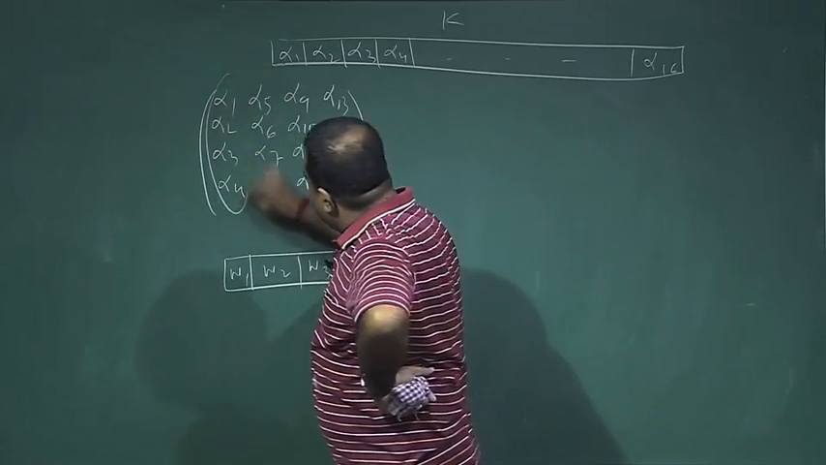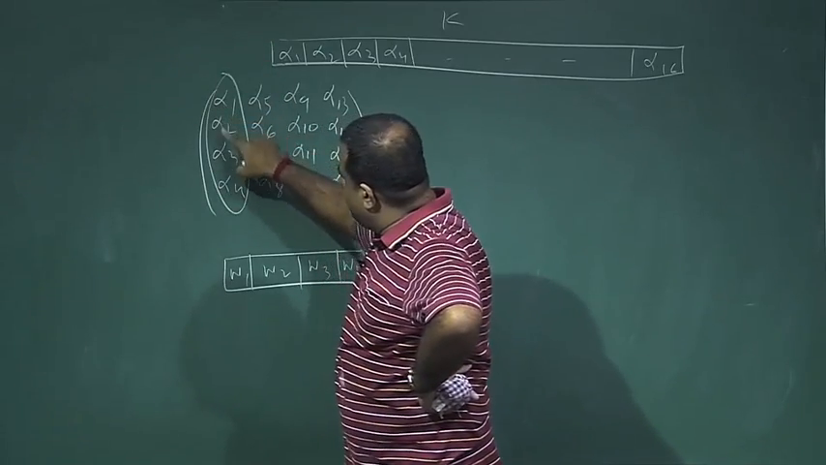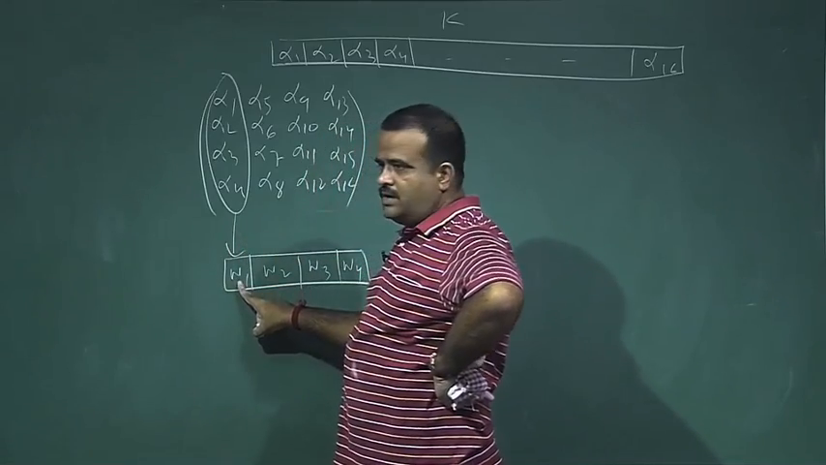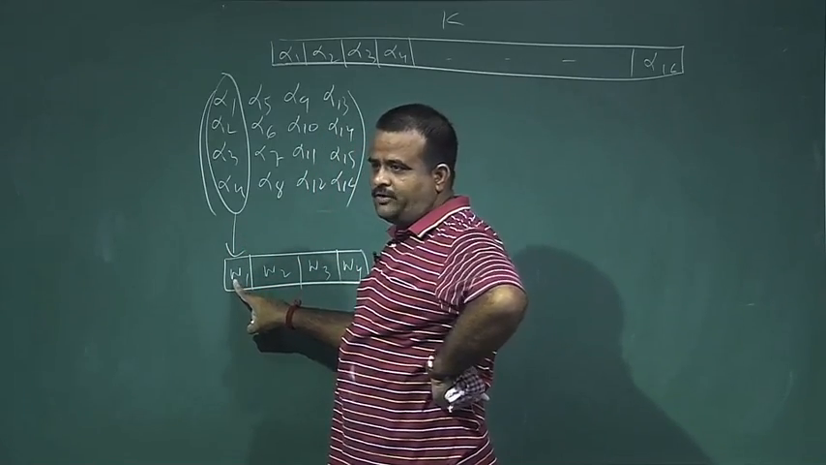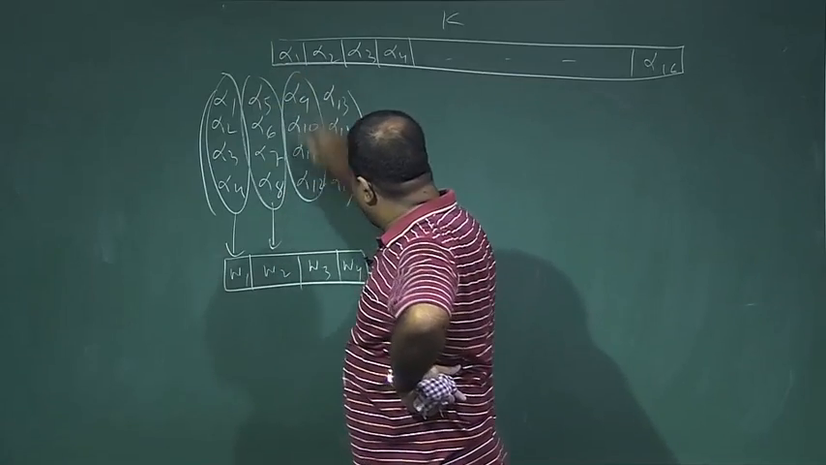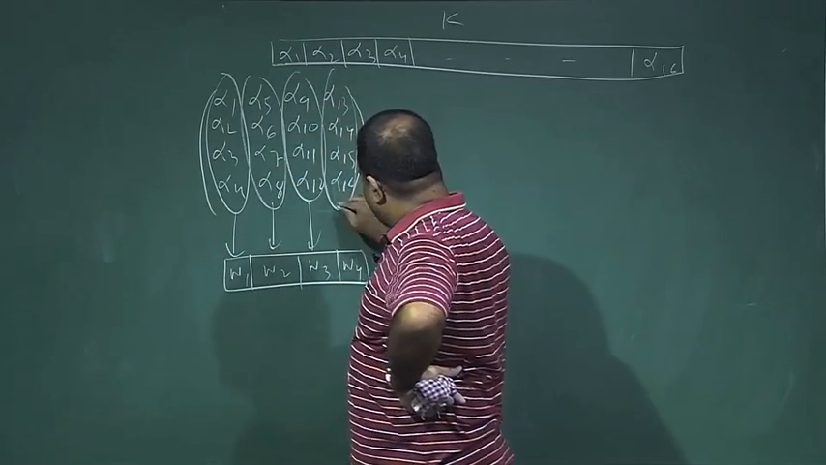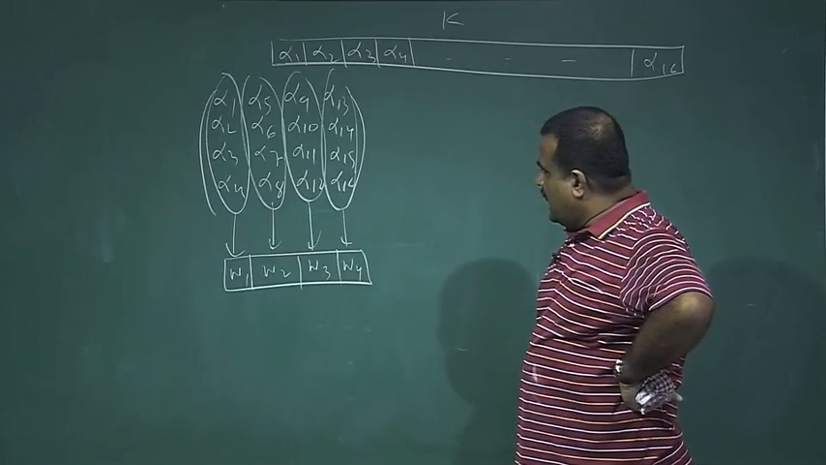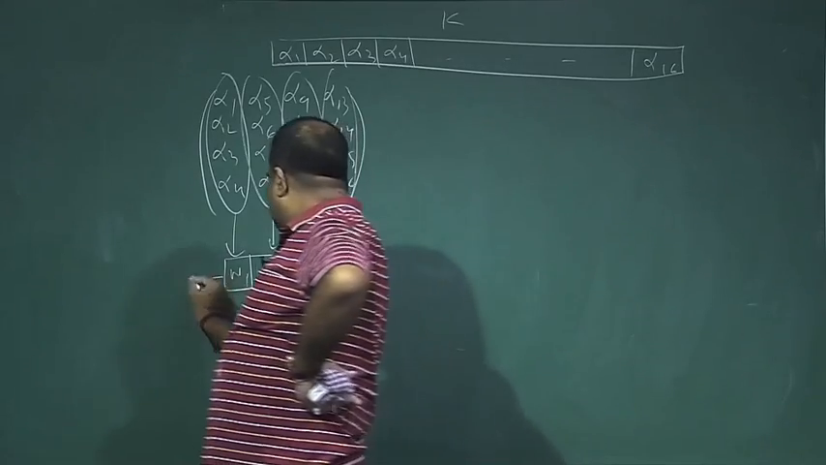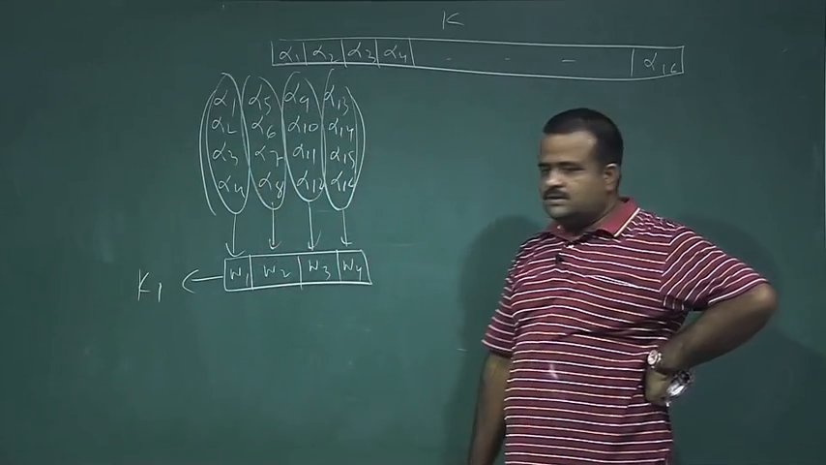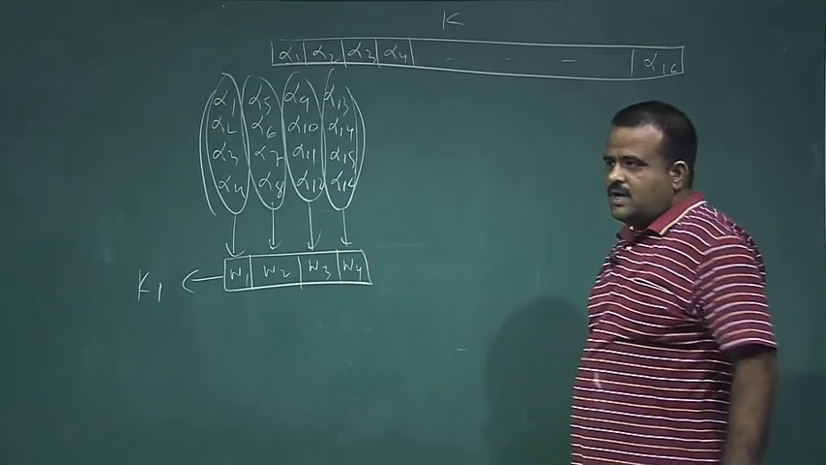We just copy this: 8 bit, 8 bit, 8 bit, so the total is 32 bit. Each word is 32 bit, and we copy it here, here, and here. And this is our K1, the first round key.